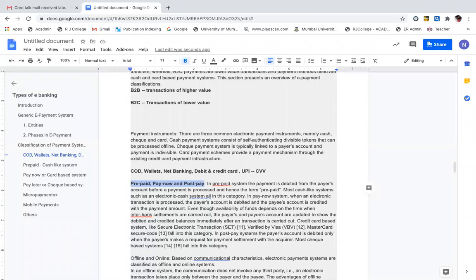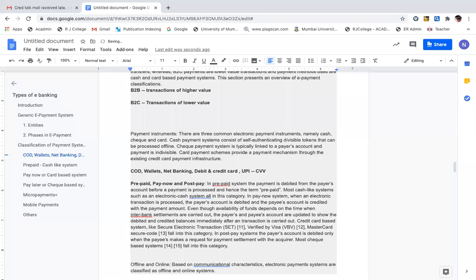We saw the phases in e-payment and then classification. First classification was either it is B2B or B2C, business to business or business to customer. And then we saw based on the payment instrument that you choose to make the payment. Cash on delivery, wallets, net banking, debit card, credit card, UPI and CVV. UPI is one way of making payment there on a real-time basis. Okay? Prepaid, pay now, postpaid.